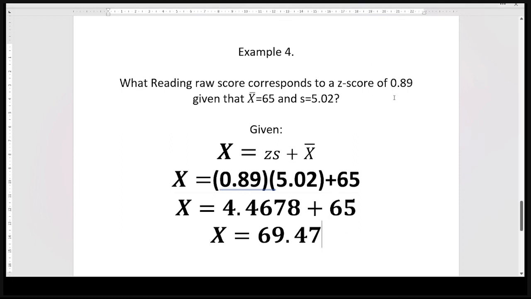Let us check. The raw score is higher than our sample mean, which is 65, and the z-score is also above the mean. Okay, then we got the corresponding raw score of the given z-score 0.89 in this sample data, 69.47.